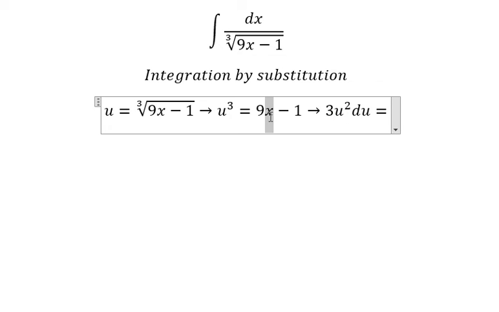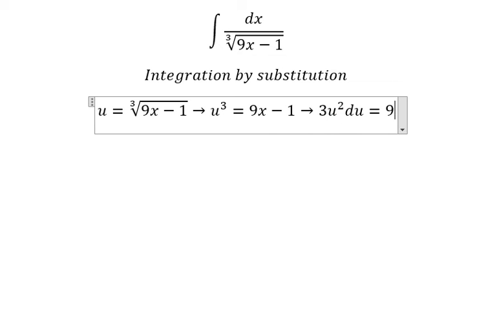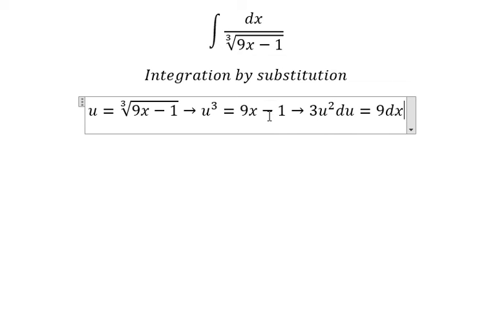First derivative of x, you got number 1. So we have 9 dx. Because the first derivative of the constant, you got 0, that's why we have only number 9 in here. Because we don't have number 9, we need to divide both sides by number 9.